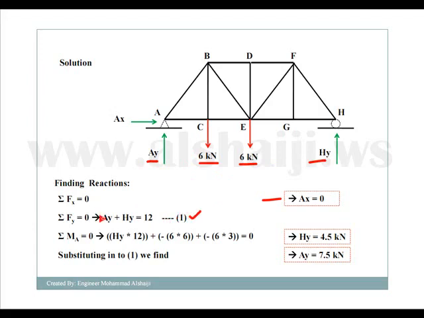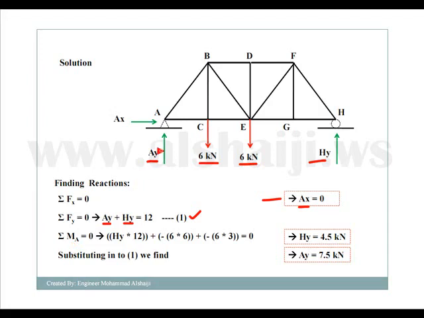The third equation is the summation of the moments about a point. The total number of unknowns we have in this problem is 3: AY, HY, and AX. We already got a value for AX, which is 0. Now we'll try to eliminate one of these unknowns by using the third equation. And how do we do this?